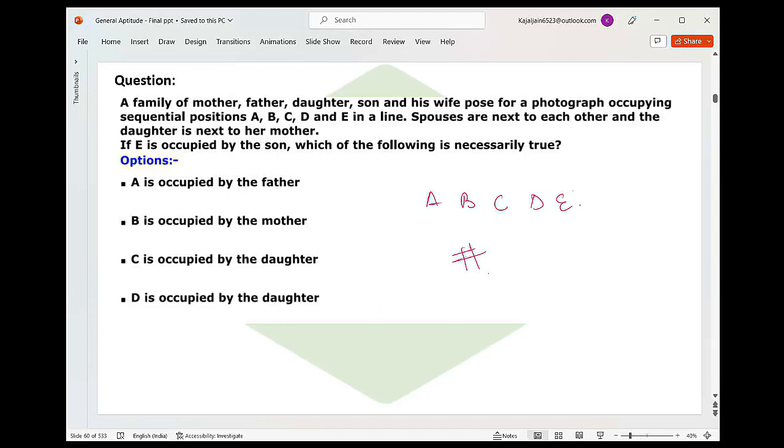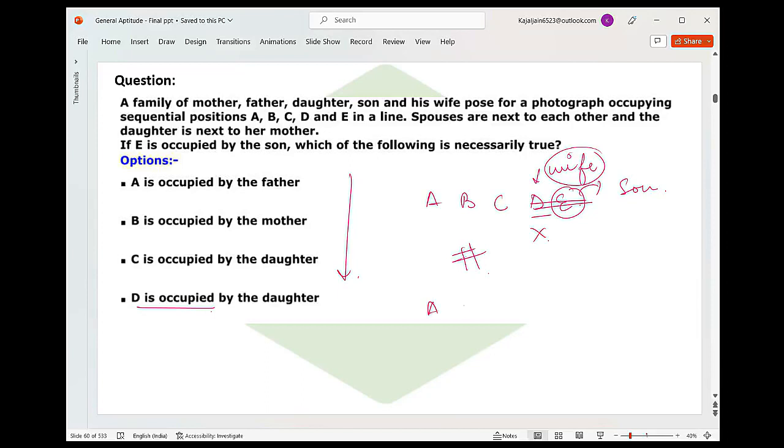That means E is the son, as given in the question. If E is the son, then D is for sure his wife, right? Because the spouses need to sit together. So we have to eliminate these two, because we need to find which of the following is for sure correct. It says option D: D is occupied by the daughter. This one is for sure incorrect.